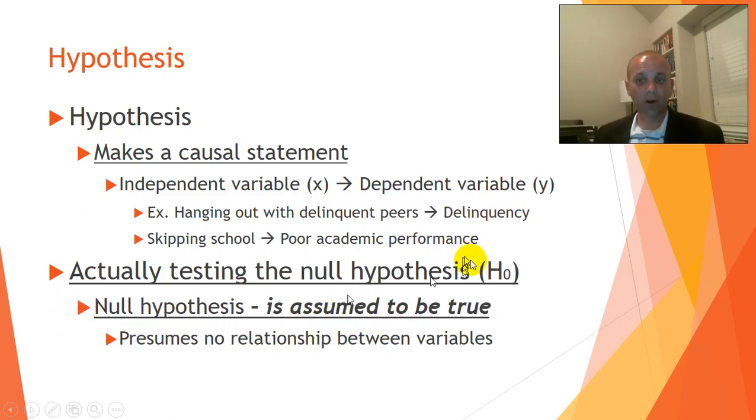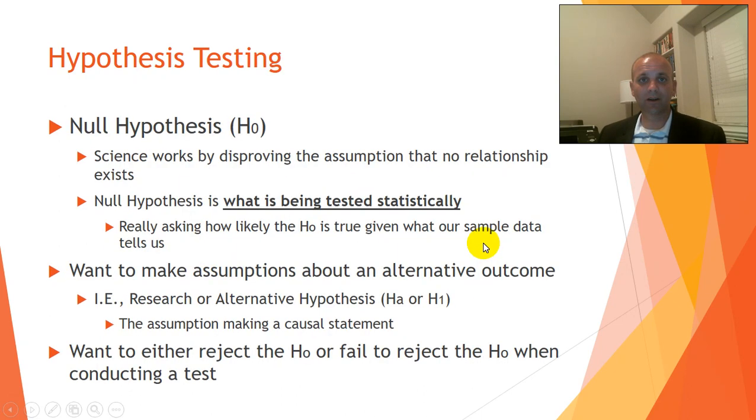It presumes that no relationship exists whatsoever. It assumes that hanging out with delinquent peers doesn't have an effect on delinquency. It assumes that skipping school doesn't have an effect on someone's academic performance. So it's essentially that no relationship exists, okay? And that's how it's annotated with the H0 right here, okay? That's how generally a null hypothesis is annotated, okay?